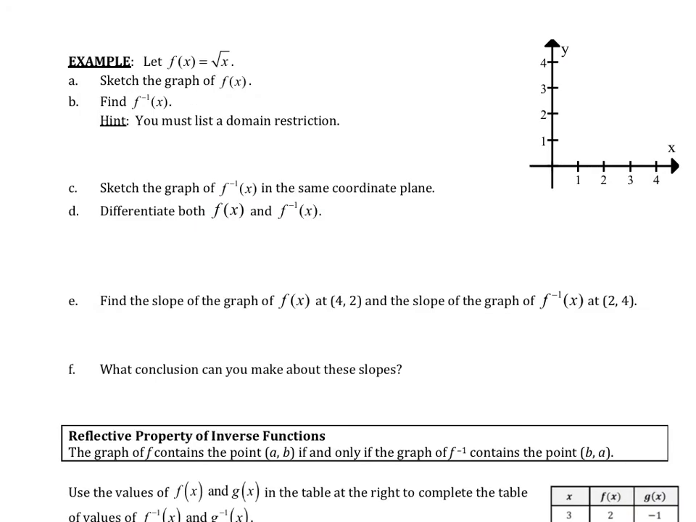Well, let's see if we can find some conclusions by looking at inverses with a concrete example. I would like you to start by graphing the square root of x, then find the inverse, then sketch a graph in the coordinate plane, then differentiate both, find the slope of both, and draw a conclusion. So take a second, hit pause, and walk through this example.